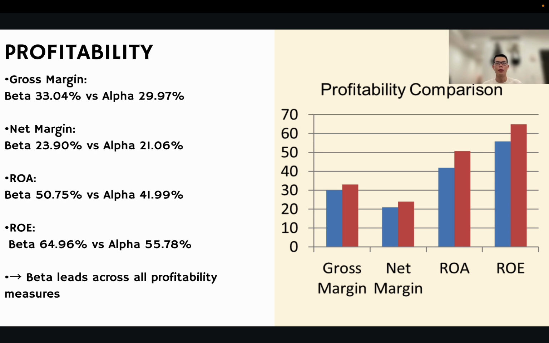Hello everyone, I'm Li Tai, and I will now continue with slides 9 to 11 of part 2 of our presentation. Slide 9. When we look at profitability, Beta does better than Alpha in most parts. Its gross margin and net margin are higher, which means it controls costs better. Beta also gives a higher return on assets and equity, so it creates more value for the company and for shareholders. Overall, Beta makes more profit and gives better returns than Alpha.